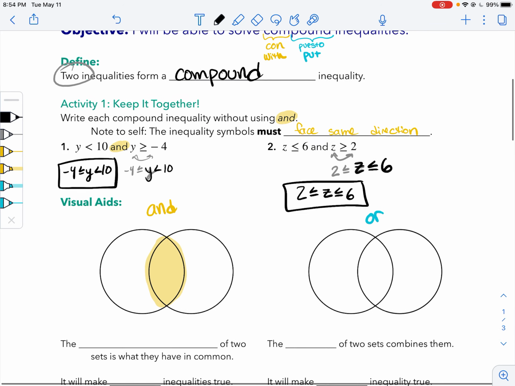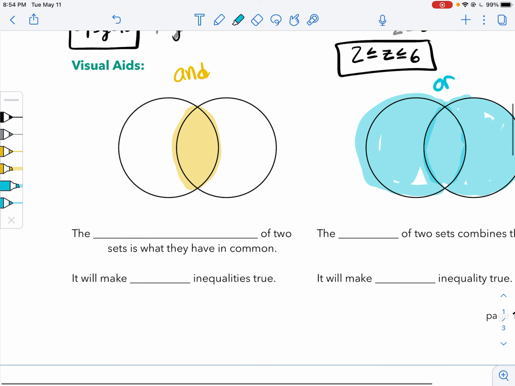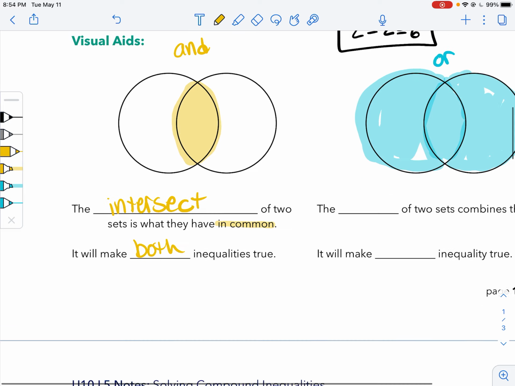Or, however, is either this area or that area or the space in between the two. If they overlap, it would include their overlap as well. And is used to describe the intersection. It's where they intersect. It's what they both have in common. It's going to say what's true when both inequalities are true.